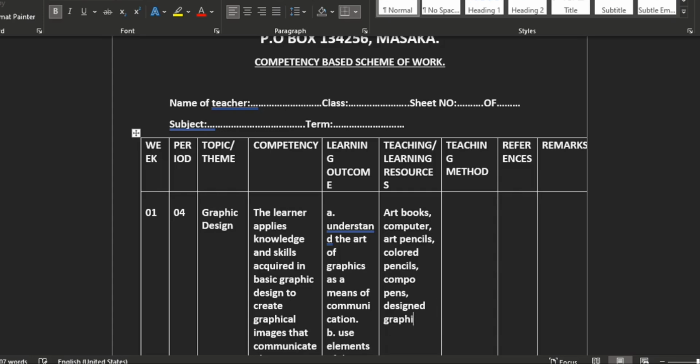Then we are going to do the teaching methods. As teachers, we know what teaching methods are. There are questionnaires, there are discussions, group discussions, and then there are questions and answers, there are assessments, there is research, right? So all these are teaching methods.